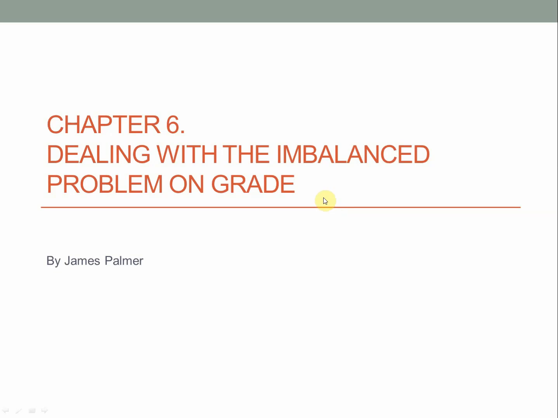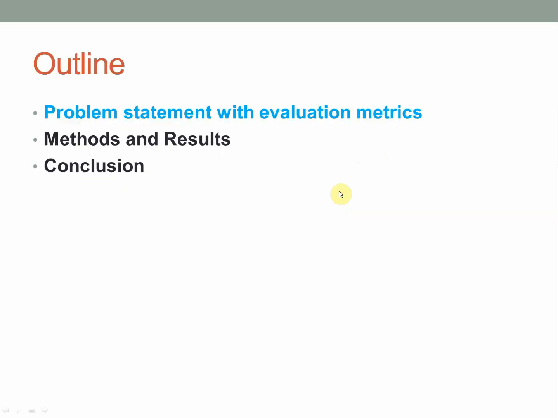Chapter 6 is talking about how we deal with the imbalanced problem in the grade prediction of the y. By looking into the thesis of chapter 6, I tried to rearrange a little bit how it is presented, according to the way I think is easier to understand.